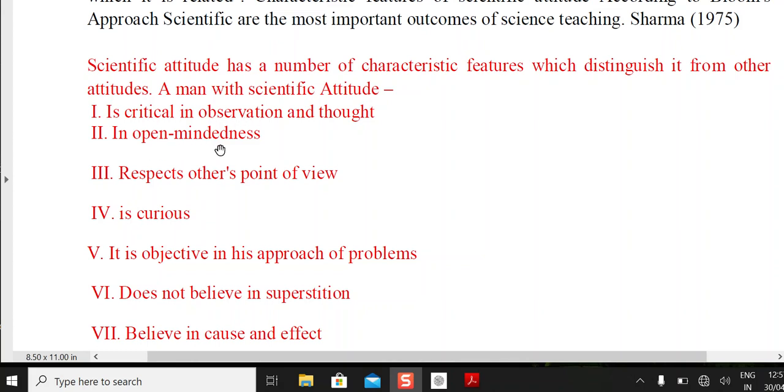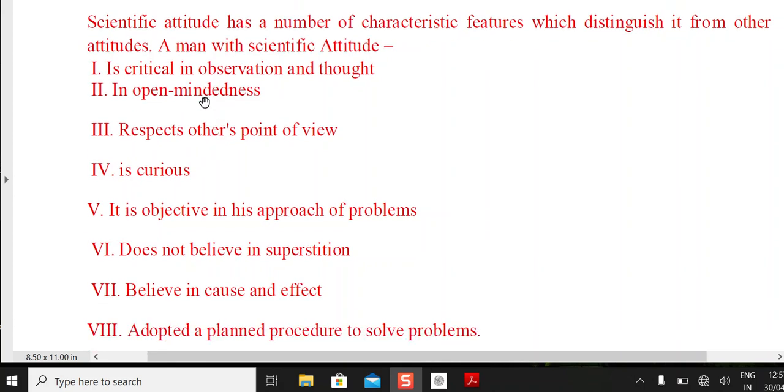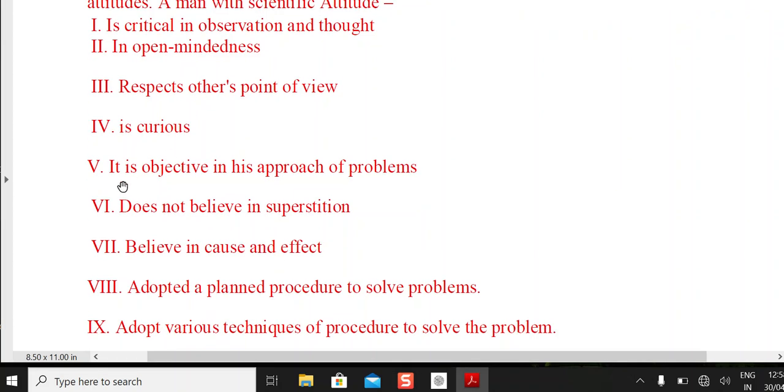Number two, open mindedness. The person is open minded. He is not restricted to his own philosophies, to the mindset already programmed by society. Rather, he is open minded and respects others' points of view. Whatever the other person says, he never rejects it. He respects the point of view of others and then applies knowledge and reason. He is curious, we have already discussed. He is objective in approach to problems.